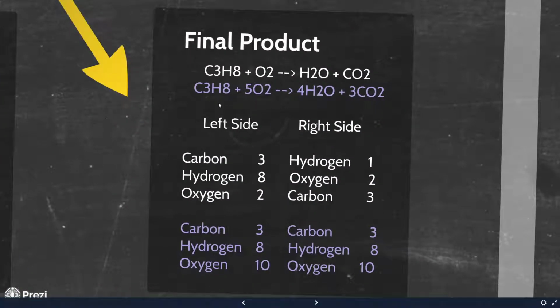Then you would condense down, and this answer right here will end up being your final product. So a couple of things I want you to notice: our subscripts stayed the same. Our coefficients changed. So the coefficients can change, but our subscripts are always going to remain the same.